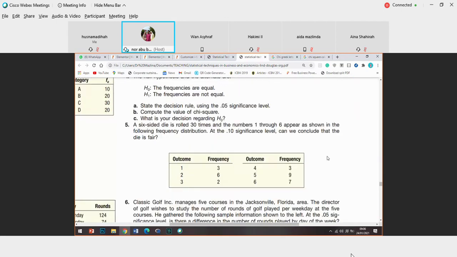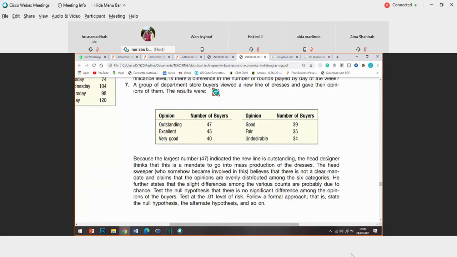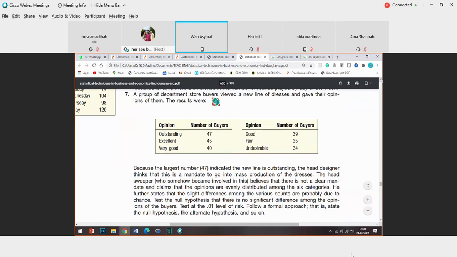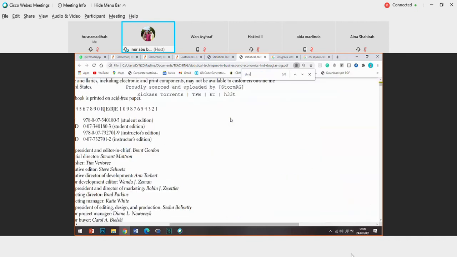Okay. Ada apa? Dia ni dia guna table yang lain lah, bukan guna F. Dia guna table yang lain ke untuk cari critical value? Dia guna chi-square. Nanti saya tunjuk.